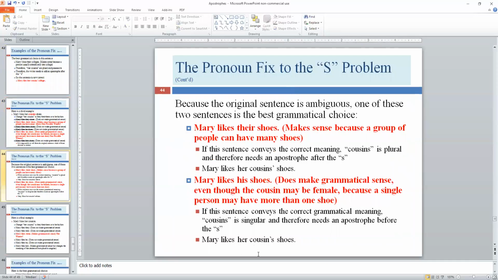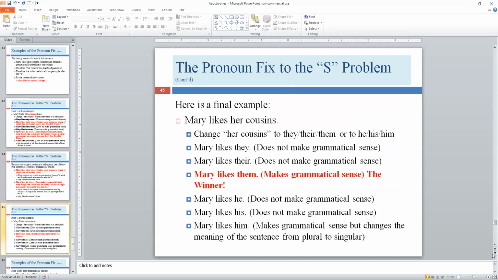And the neat thing about this is that if this were spoken, unless there were other context material, maybe higher up where Mary gives you the names of the cousins or something like that, the listener to the story wouldn't know whether there was one cousin or multiple cousins. Okay, here's our final example.